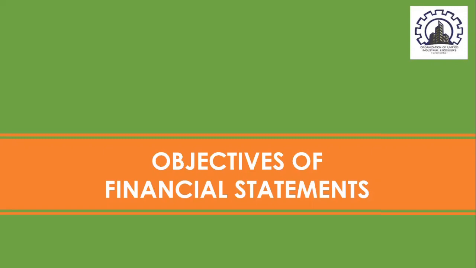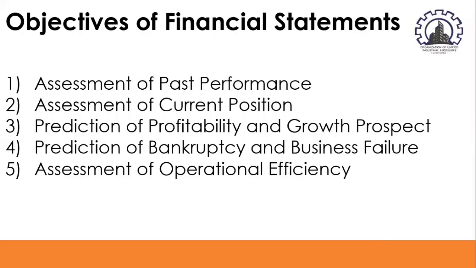Now, the next key area that we're going to be discussing right now would be the objectives of financial statements. As you can notice, we have 5 objectives of financial statements. First, we have assessment of past performance. Second, we have assessment of current position. Third, we have prediction of profitability and growth prospects. Fourth, we have prediction of bankruptcy and business failures. And finally, we have assessment of operational efficiency.